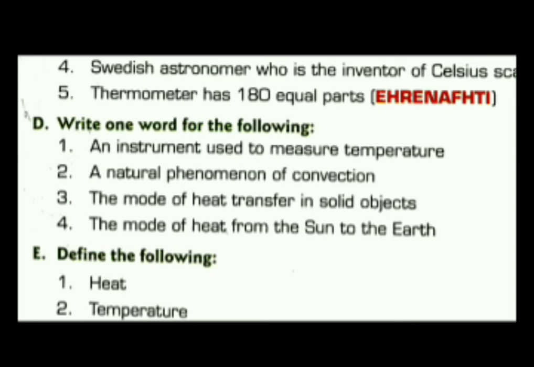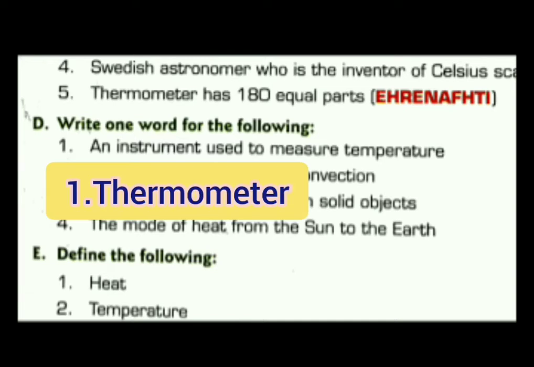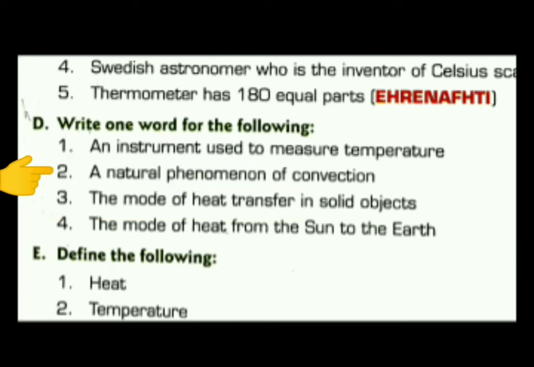Now see questions 1 to 4 of section D. Write one word for the following. An instrument used to measure temperature. Obviously it is a thermometer. Second question, a natural phenomenon related with convection. It may be the formation of wind. Convection results in the formation of wind, which is a natural phenomenon. You can write land breeze, or sea breeze, so any one you can write. Let us write the answer as land breeze.